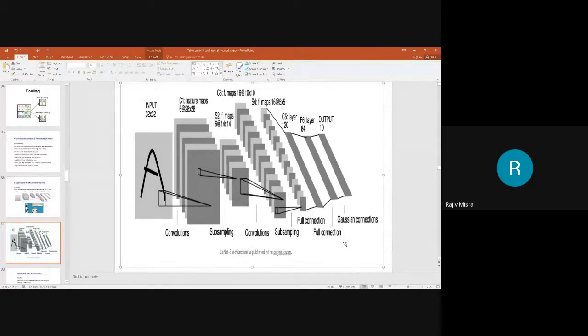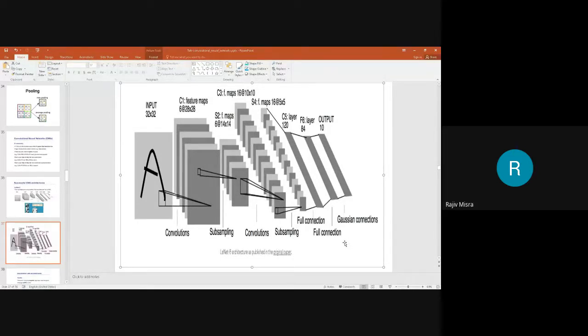That means 6 different filters or kernels are applied in the convolution layer, and together they generate the feature map. So the feature map is 6 by 28 by 28, that is, 28 by 28 by 6. The 6 is the channels, the depth it creates because of 6 different filters.